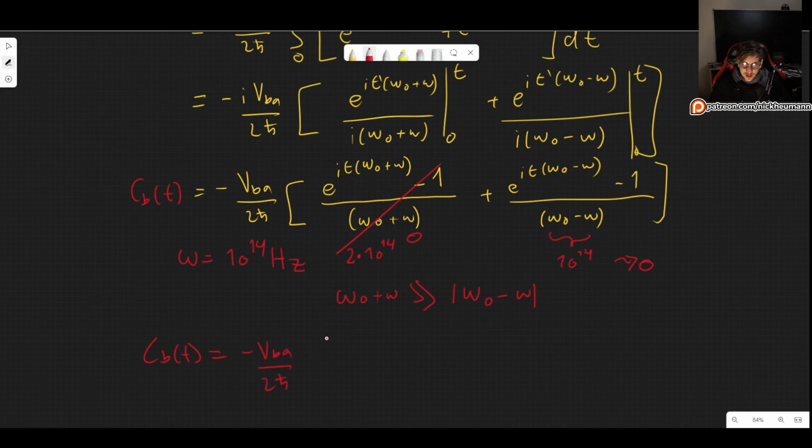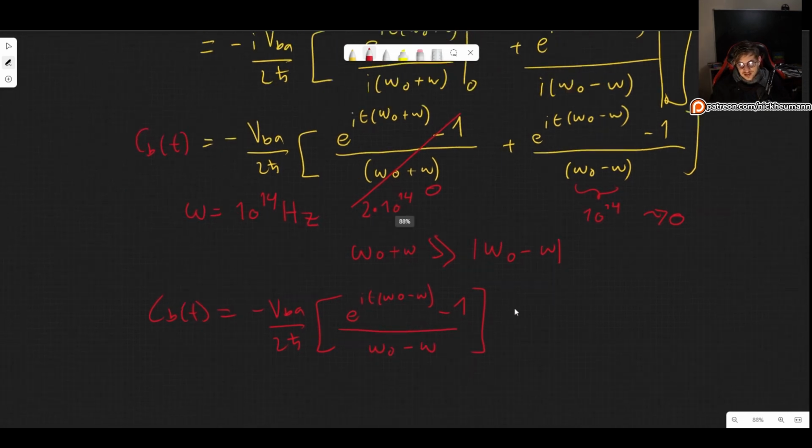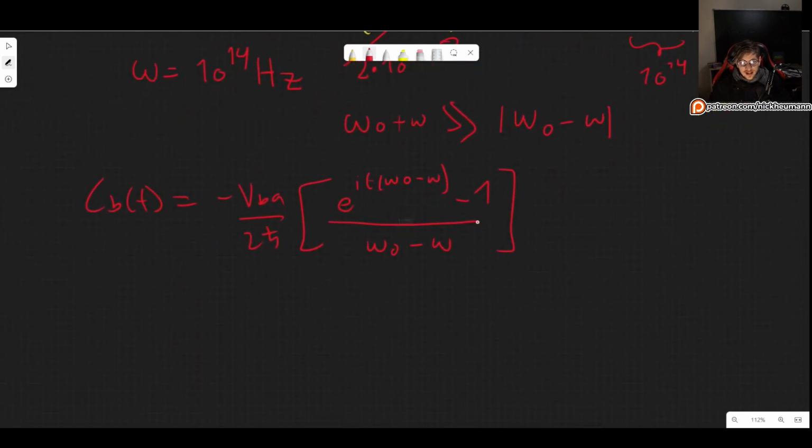So to h bar, but this is of course because we know that we are going to apply this to the specific case of light. If you are working in some other context, then this is not necessarily true. Okay, this is in principle correct, but let's try to make this look a little bit better to understand it more.